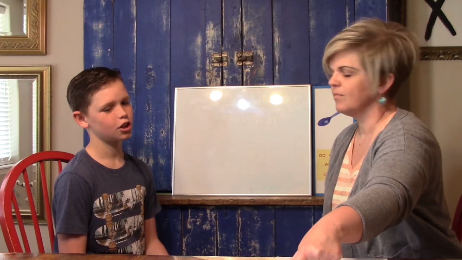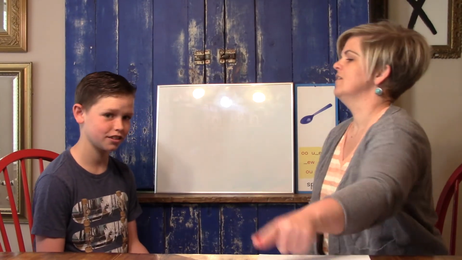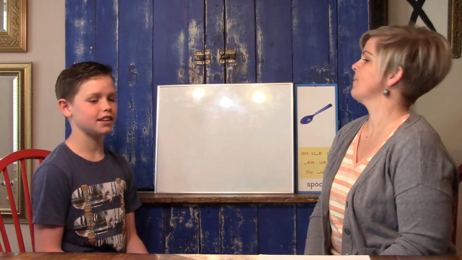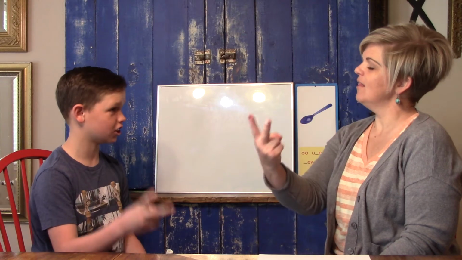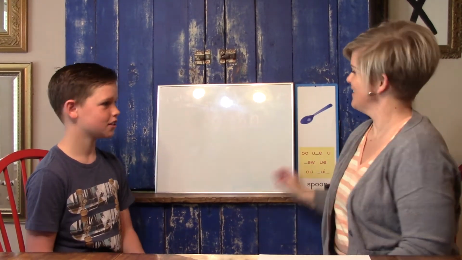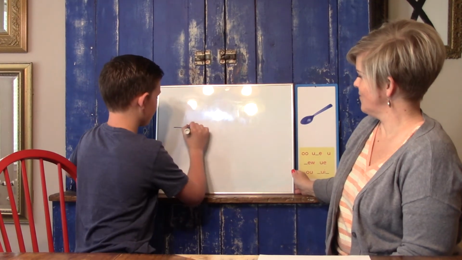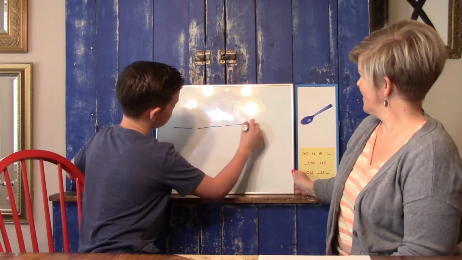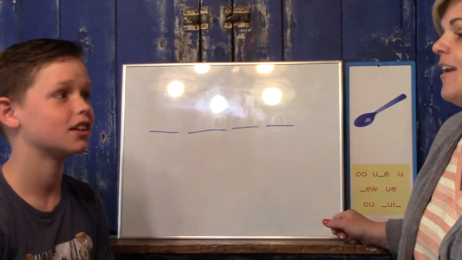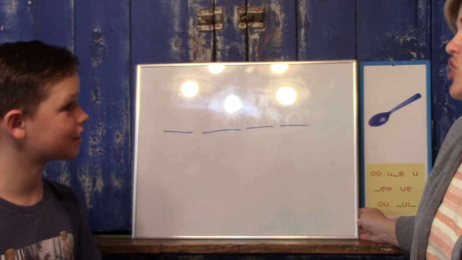Okay, let's do 2 more for this video. The next word is gloom. So say the word first. Gloom. Okay, now how many sounds are in gloom? Let's count. G-L-O-O-M. 4 sounds. So we're going to draw 4 lines. Okay, what's the first sound we hear in gloom? G. And how do you spell that? The G.